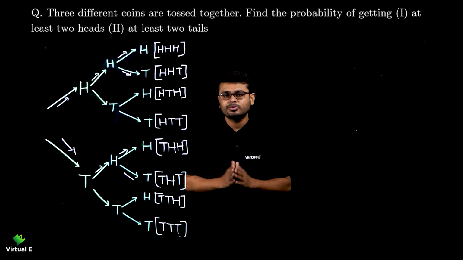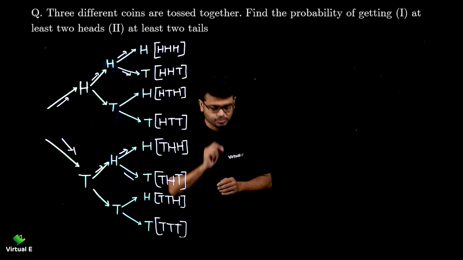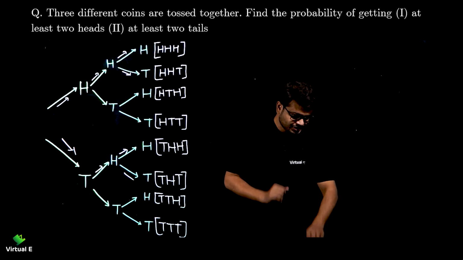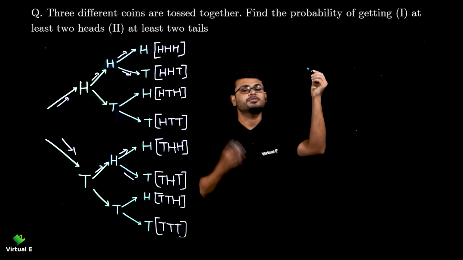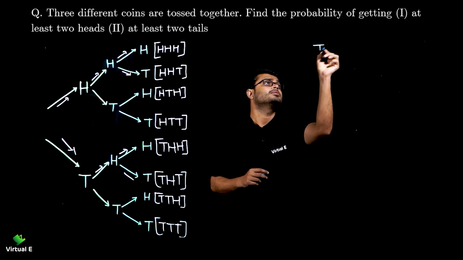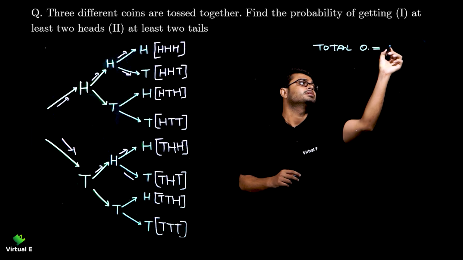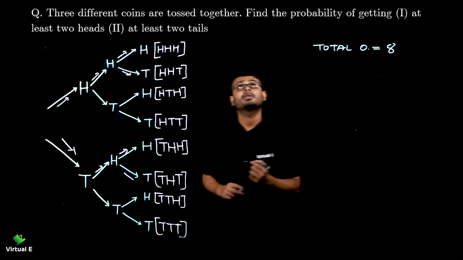Let's discuss one more question related to 3 coins. Let's start with the question. 3 different coins are tossed together. Find the probability of getting at least 2 heads. Okay, at least 2 heads. Before we move on, let's write the total number of outcomes. We know already that it is 8. We can see over here as well. So total outcomes is equal to 8.